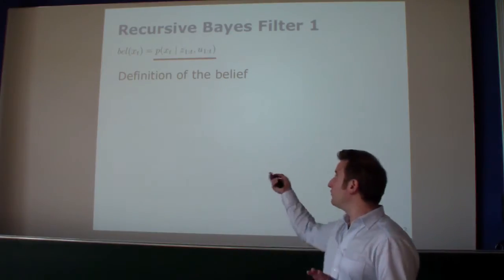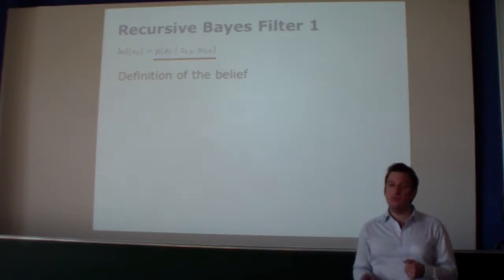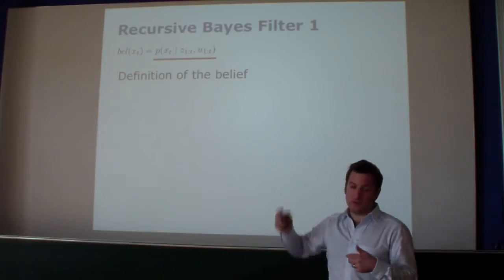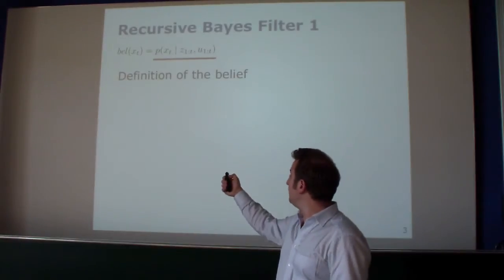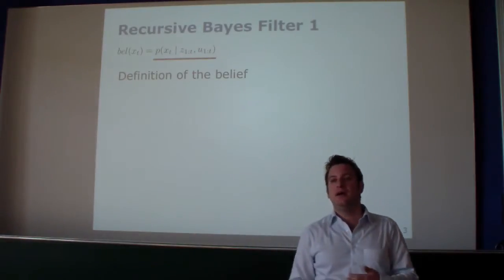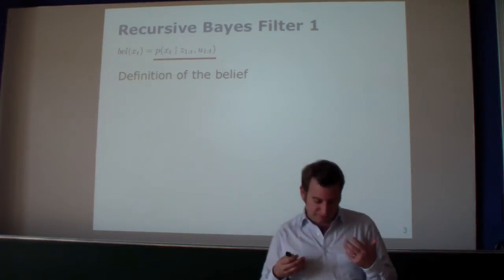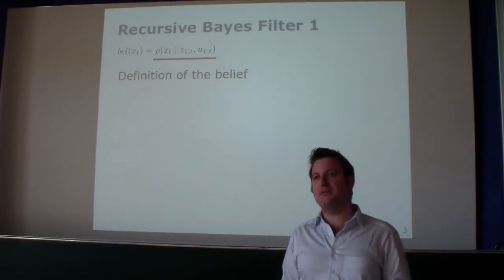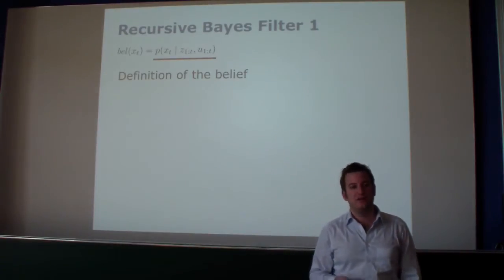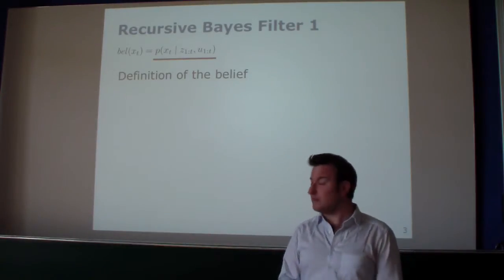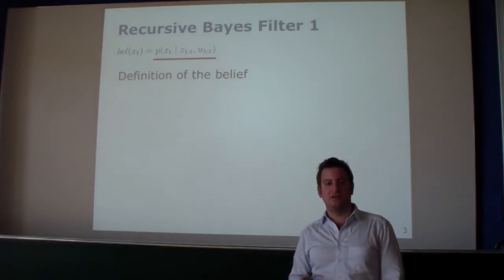So if we have this distribution, we want to manipulate this term in order to come up with a kind of recipe on how to address the state estimation problem. The first thing we can do is actually to apply Bayes' rule.